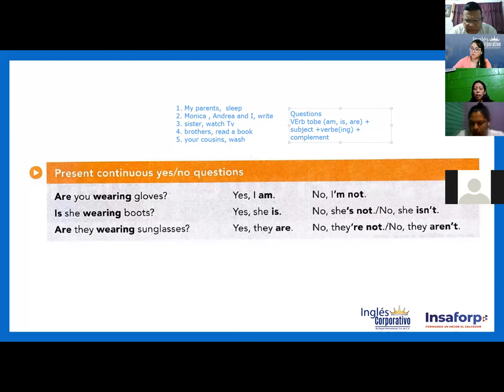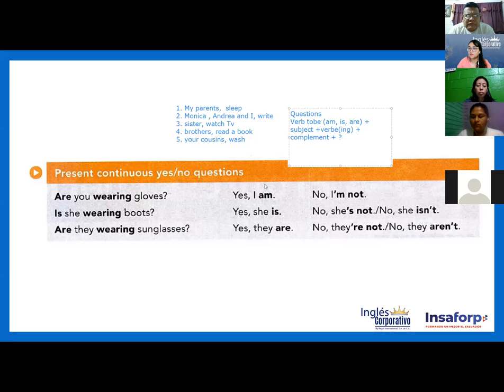Si quisiera escribir, mi madre está cocinando la sopa, ese sería una respuesta afirmativa. Si en el caso que fuera una pregunta, is my mother cooking soup? My mother is. En el caso que sea pregunta, right. Estamos afirmando que ella está cocinando. Solo cambiamos el sujeto al principio y luego el verbo to be. Okay, let's see, my sister. Okay, Amalia, tenemos que cambiar esa oración a pregunta. Okay, Katia, is my sister watching TV? Yes, perfect, Katia. Are we writing letters?